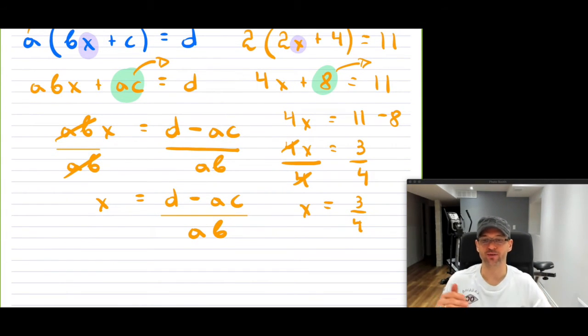Now, if you put at the bottom ab or ba, the multiplication doesn't matter. Typically in math, we put it in kind of alphabetical order whenever possible. So that's what we like to do.